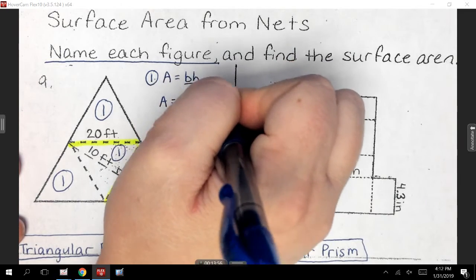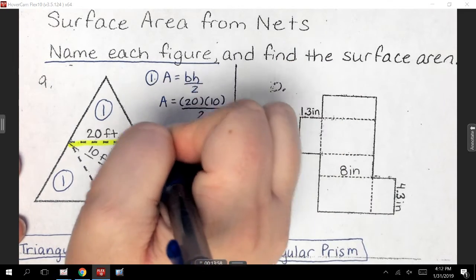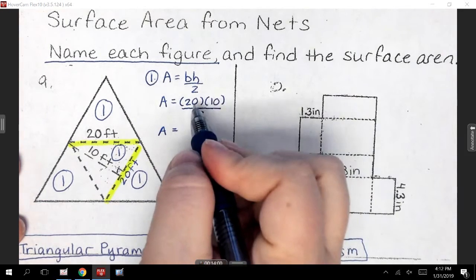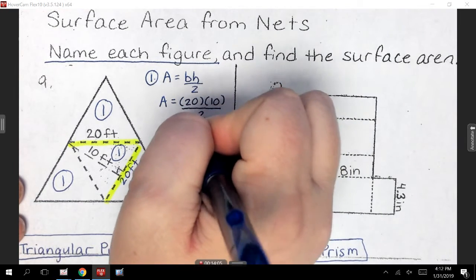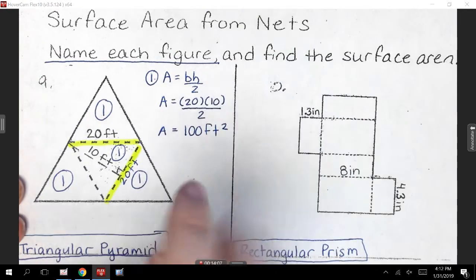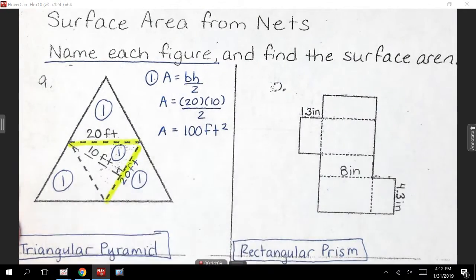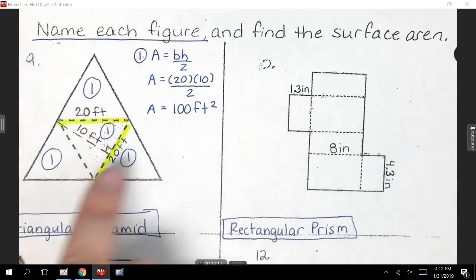My height is 10. We only have 2 numbers to work with, so that kind of makes this easy to figure out. So area equals 20 times 10 divided by 2 is going to give me 100 feet squared. Now be careful because that's just the area of one triangle. So remember, I have 4 of them.